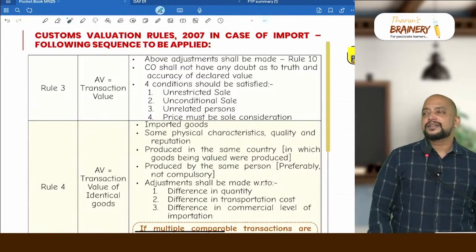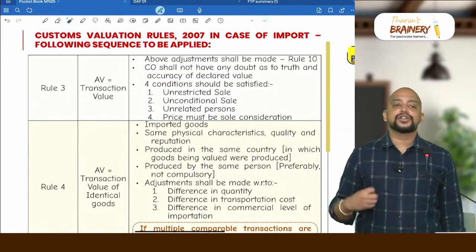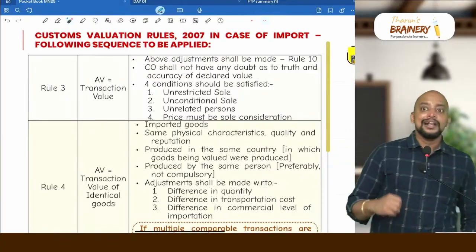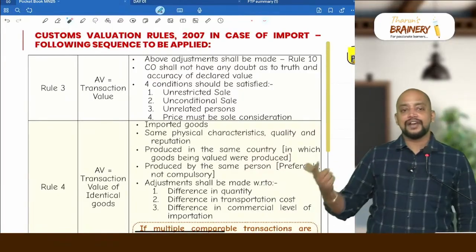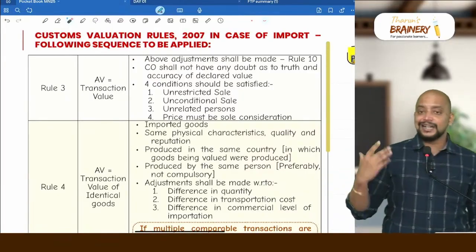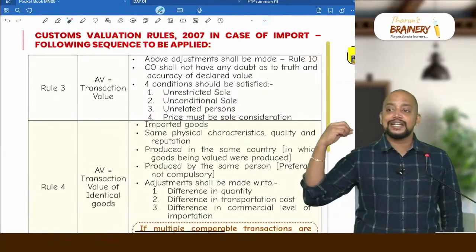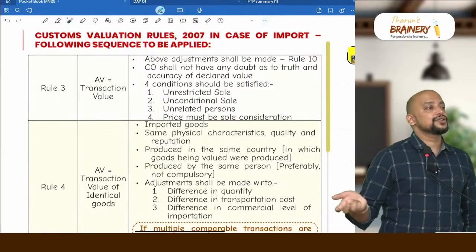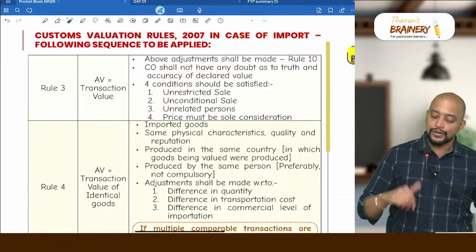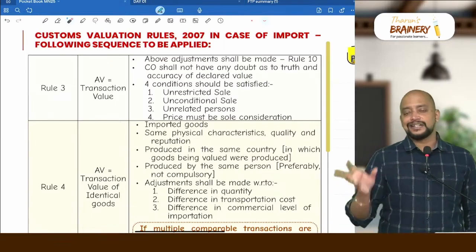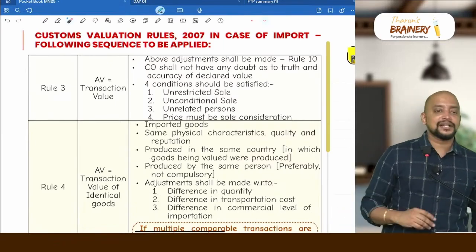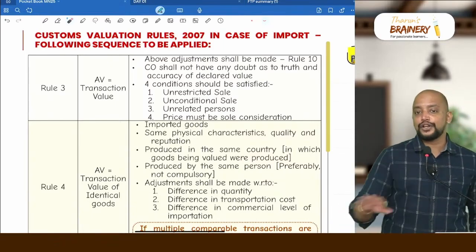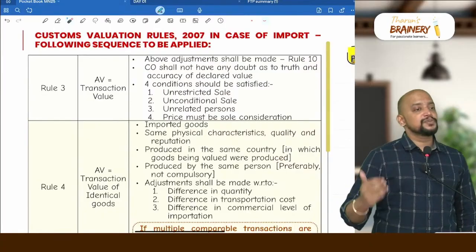Unrestricted sale means, suppose the exporter is putting any restriction on sale of these goods in India, then the customs officer will invoke valuation rules. Number 2, unconditional sale. If the exporter puts any condition on us to sell this, then also the customs officer will invoke valuation rules. Then, if it is unrelated persons. What if it is related persons? Then also this transaction value is not applicable.